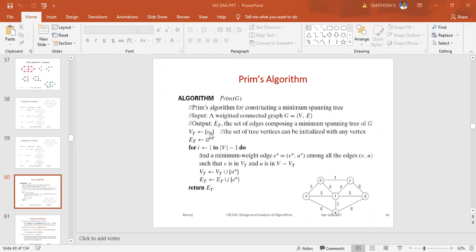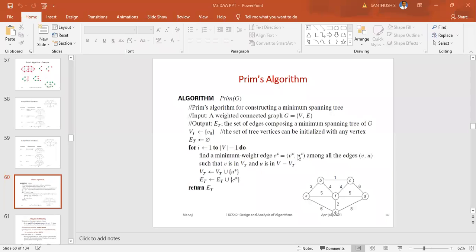Initially Vt is equal to V naught. What is Vt? It is the set of vertices, which can be initialized with any vertex. ET, that means minimum edges, you have not found yet. So for i equals 1, 2, up to the number of vertices minus 1. What is this count? It is mod of V minus 1. Understood? So find the minimum edge E.